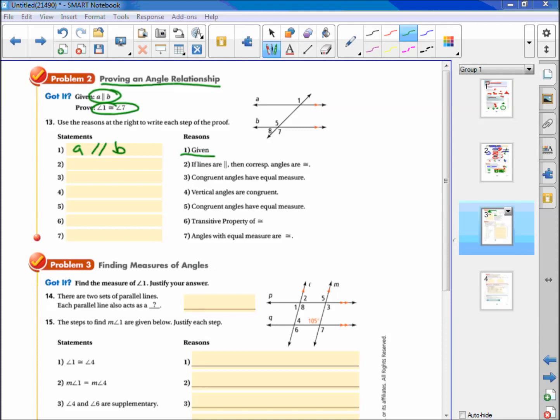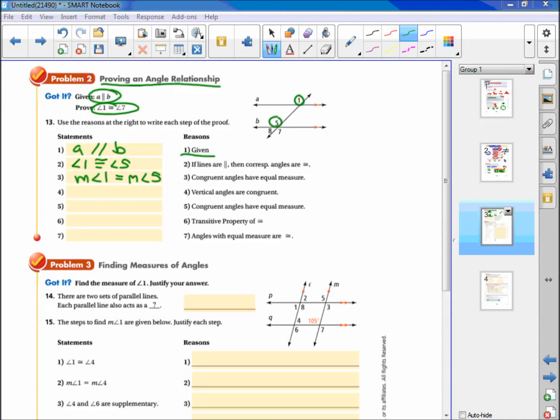So which ones are corresponding? Well, angle 1 and angle 5 are corresponding. Okay, they're both in the top left. So angle 1 is congruent to angle 5. Then congruent angles have equal measures. So we're going to take this from talking about angles to talking about numbers. So the measure of angle 1 is equal to the measure of angle 5.